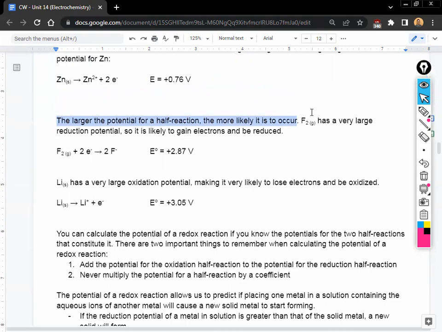Okay, so if we compare it to the previous example where we had zinc, zinc only has a reduction potential of 0.76, and this has a reduction potential of 2.87. So the F2 half reaction is more likely to happen. And then we have another example underneath. Solid lithium has a super large oxidation potential, which means this is really going to want to happen, plus 3.05.